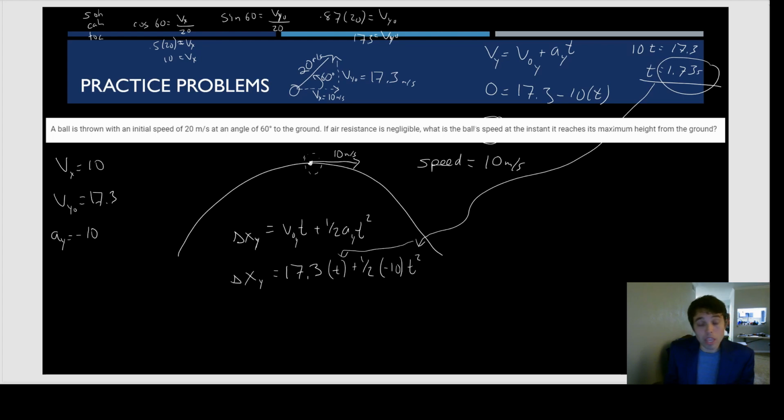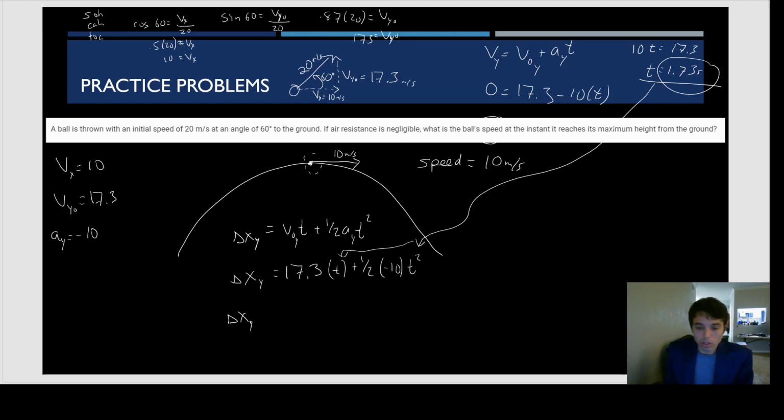So I know now I'm going to plug in the 1.73 into that t, right? Same t, right? Because that's how long it took to get to that spot. Because the only spot on the projectile motion where my vertical velocity is 0 is the very highest point, or the peak, or whatever you want to call it. So that's why I can plug it in there.